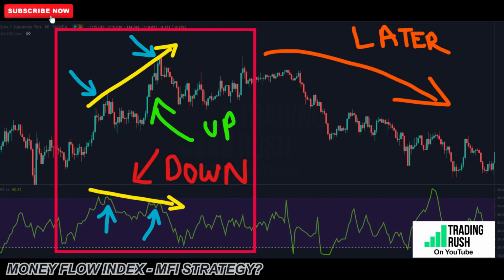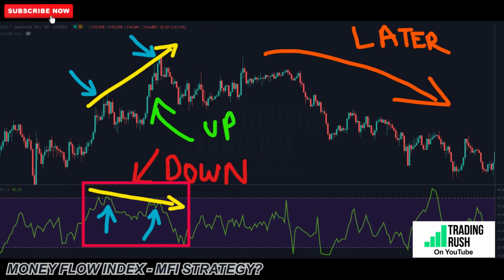In the MFI indicator, divergence looks something like this. Here, the Money Flow Index is moving in the opposite direction of the price. This is a signal of a potential reversal. It doesn't guarantee a reversal, but shows a possibility of a reversal.